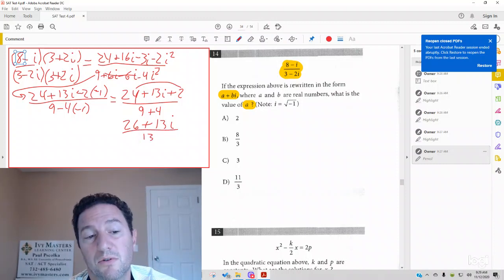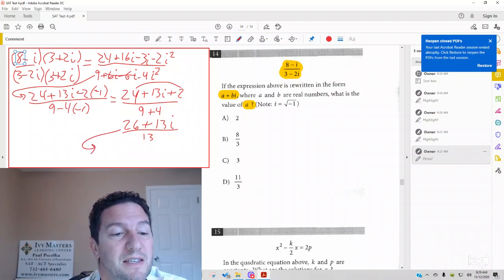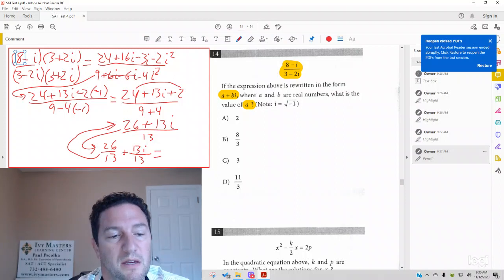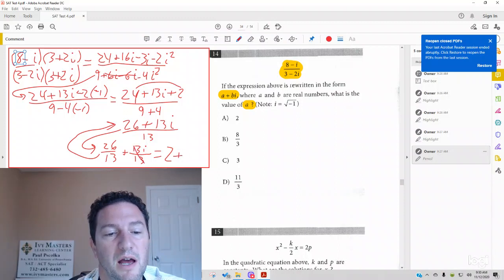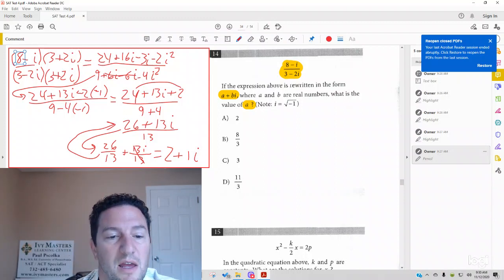Now, sometimes students actually get stuck here. So what you want to keep in mind is that this is the same as 26 over 13 plus 13i over 13. Usually you go from this form to that form. But in order to reduce, you see that 26 over 13 will give you a 2. 13 over 13 will cancel, and you just get plus i. We'll put plus 1i just in case it's asking for what's attached to the i. So look, I have 2 plus 1i.